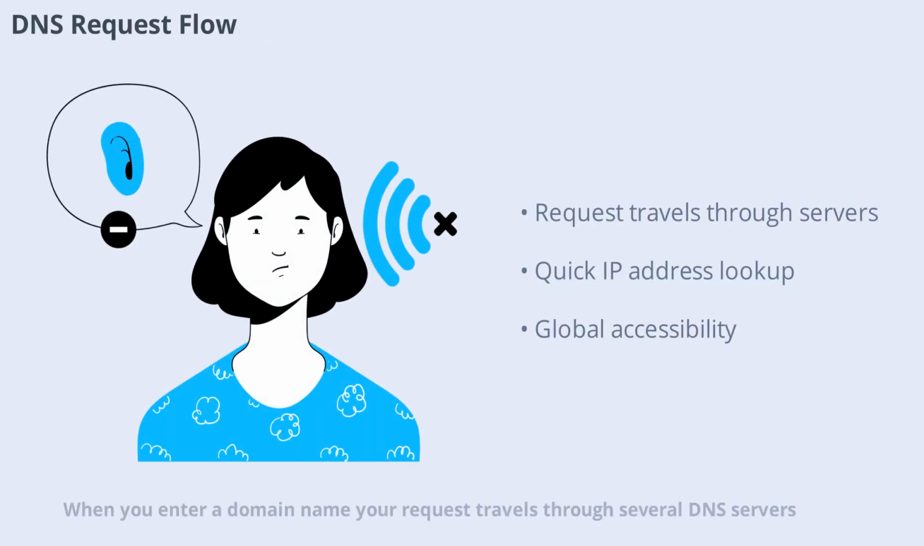When you enter a domain name, your request travels through several DNS servers. Each server checks its records and passes the request along if it doesn't have the answer. This flow ensures that the correct IP address is found quickly, no matter where you are in the world.